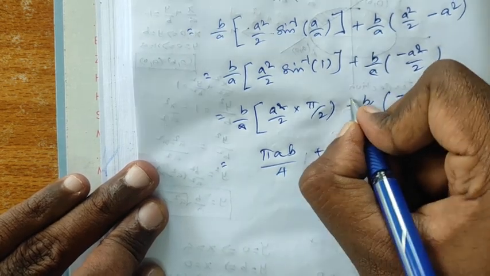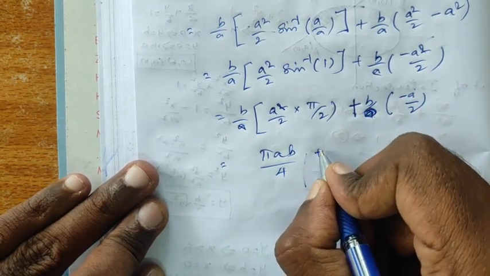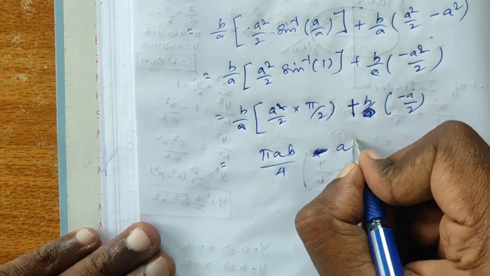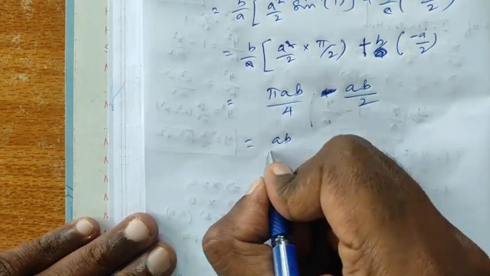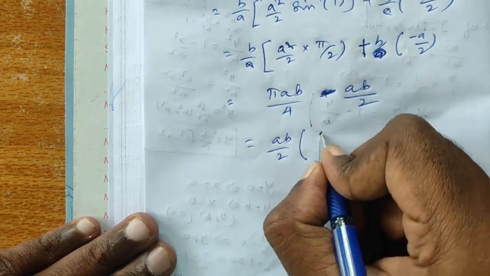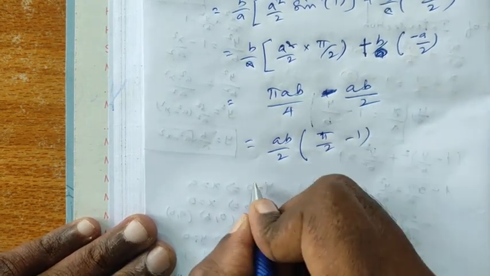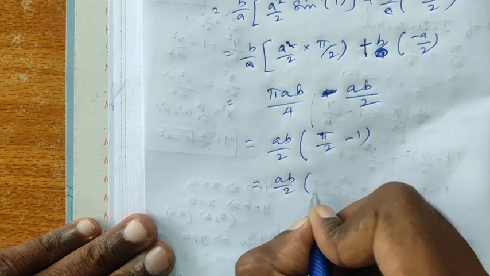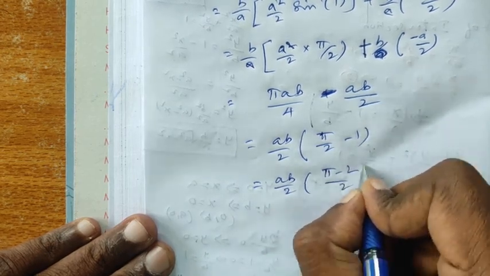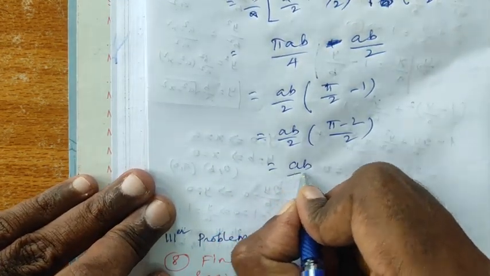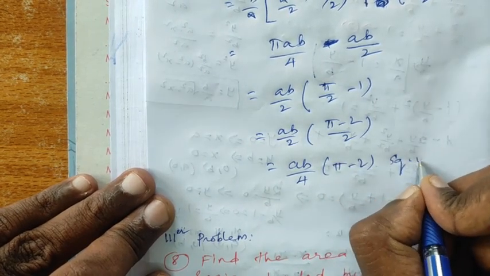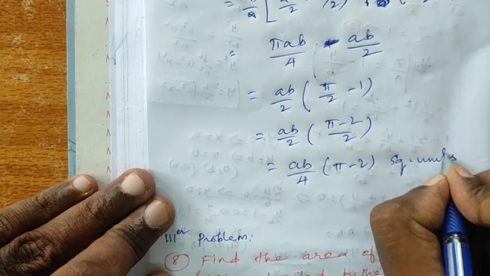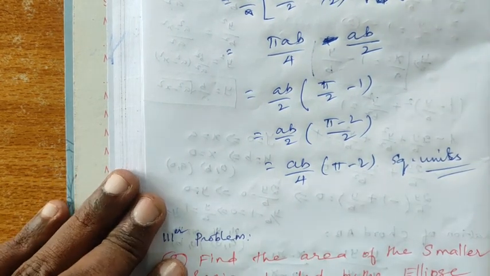So here plus, okay, sorry. So plus into minus is minus. So minus ab by 2. So which is equal to ab by 2 can be taken out, into pi by 2 minus 1. So ab by 2 into pi minus 2 by 2, which is equal to ab by 4 into pi minus 2 square units is the required area.